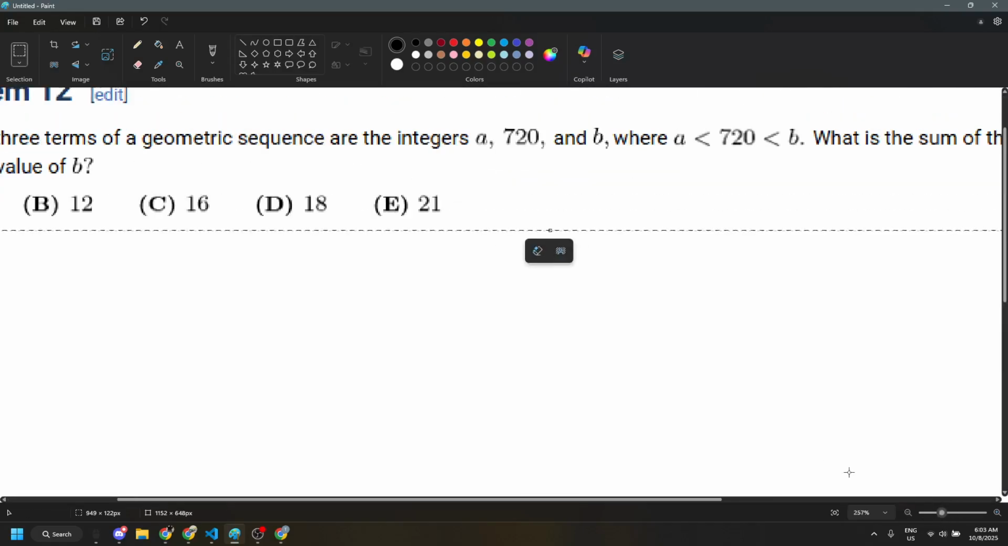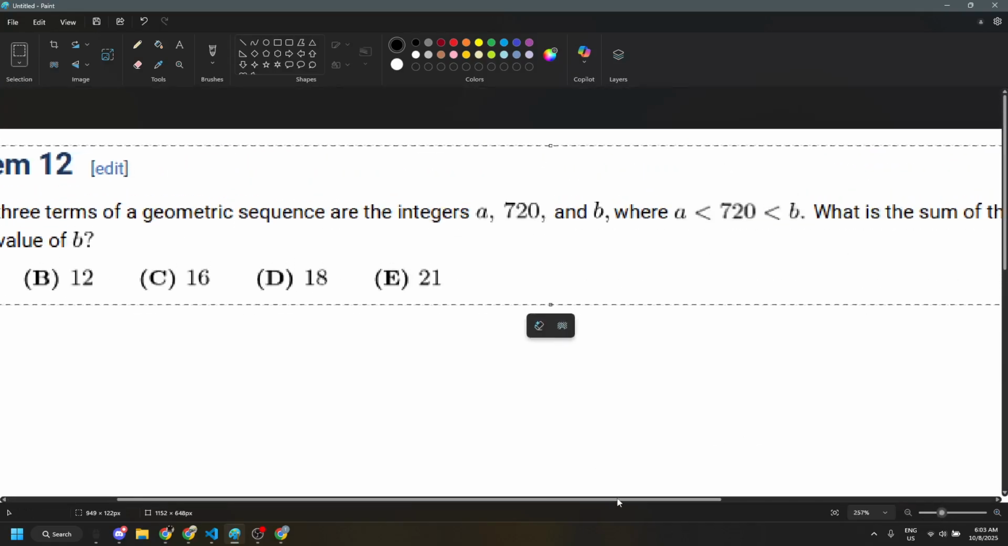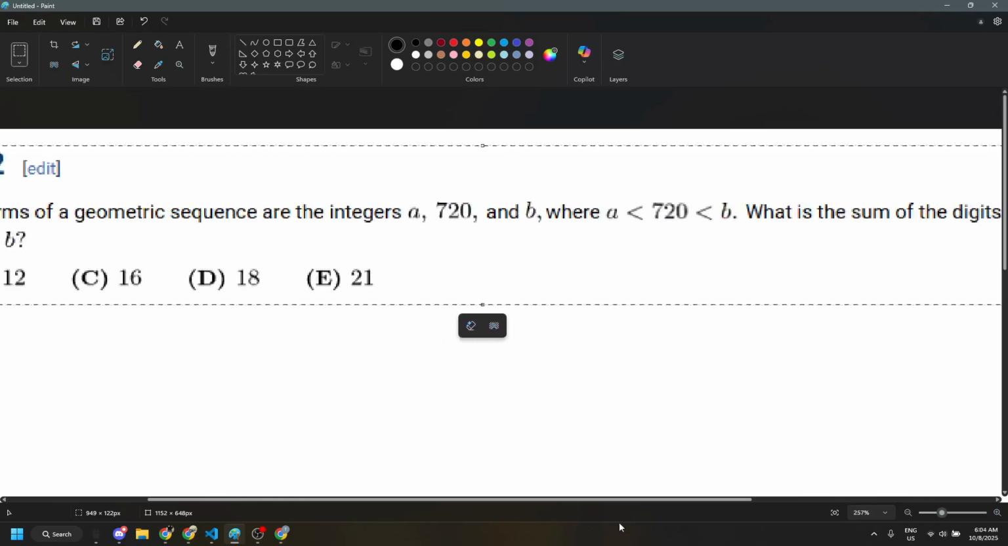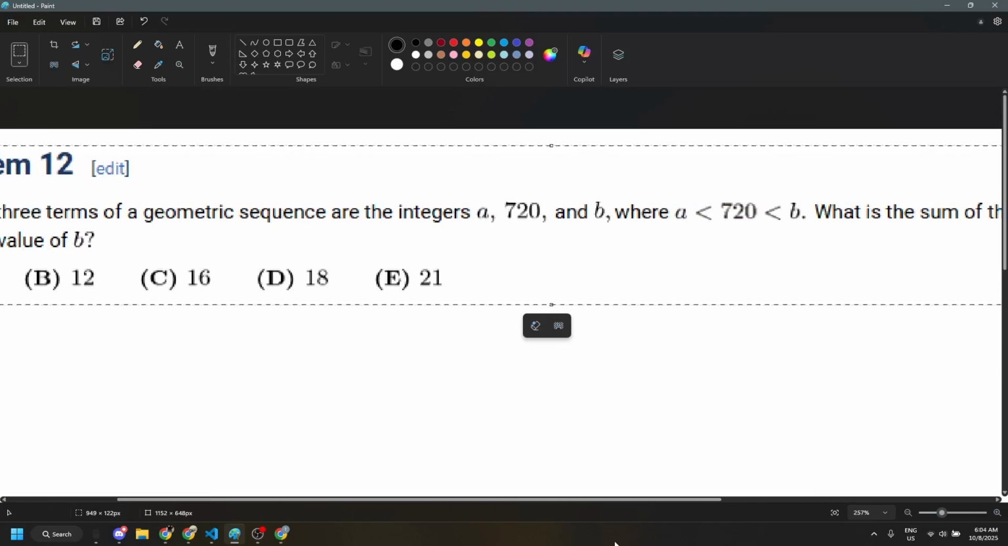So the first three terms of a geometric series are A, 720, and B, where A is less than 720 and 720 is less than B. Find the sum of the digits of the least possible value of B.